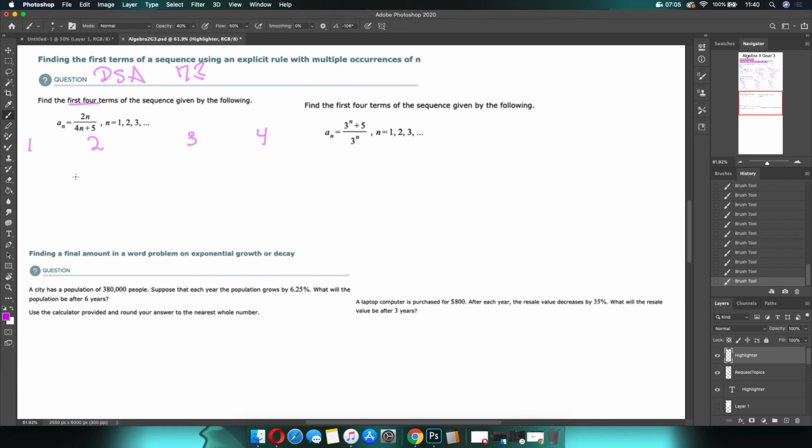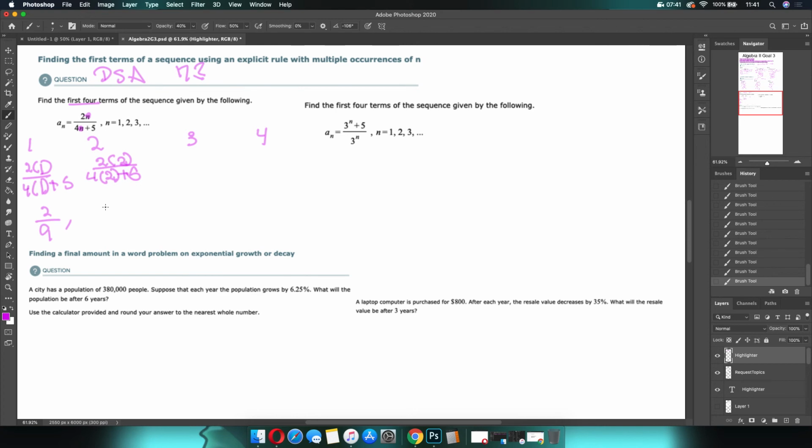Okay, so everywhere that there's an n, there's an n right here, and an n right here, those are going to be replaced with our 1, our 2, our 3, our 4. So it will be 2 times 1 over 4 times 1 plus 5. 2 times 1 is 2, 4 times 1 is 4, 4 plus 5 is 9. There's my first term. Now this will be 2 times 2 over 4 times 2 plus 5.